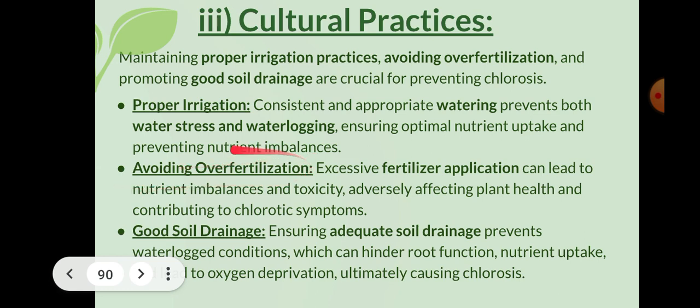The next one is avoiding over-fertilization. Excessive fertilizer application can also lead to nutrient imbalances and toxicity, and it can affect the overall health of the plant. The third one is good soil drainage. Ensuring sufficient drainage in the soil prevents waterlogged conditions. It can hinder root function and nutrient uptake, and can lead to oxygen deprivation, and ultimately it can lead to chlorosis.